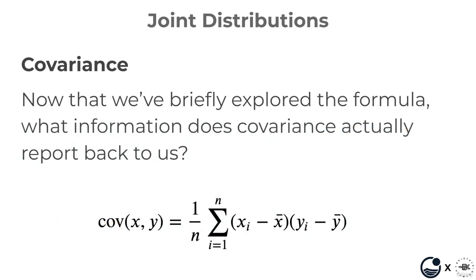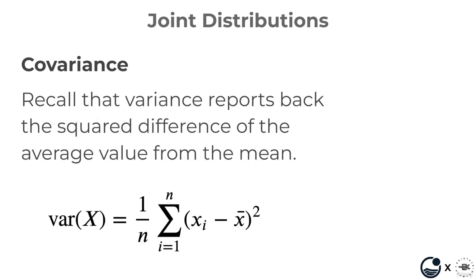So now that we've briefly explored the formula, what information does covariance actually report back to us? So if we take the total bills and tips, take those values, plug them into the formula, how do I actually interpret this final value? Recall that variance reports back the squared difference of the average value from the mean. So thinking back to just variance, if we were to visualize this and calculate it, we're just talking about what's the squared difference between the average value from the mean.